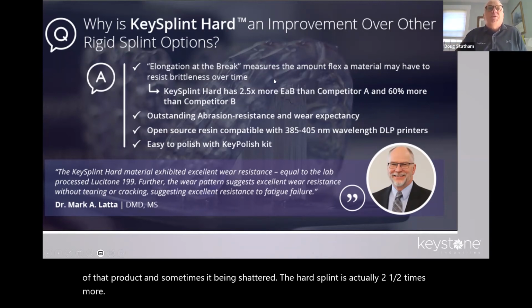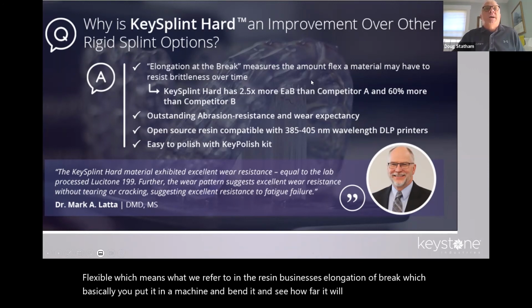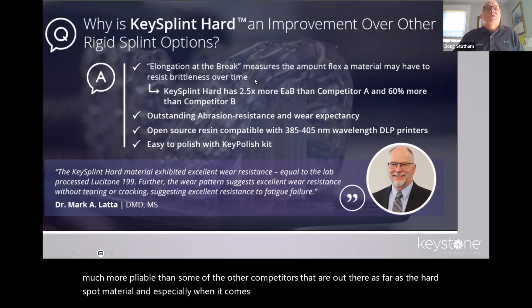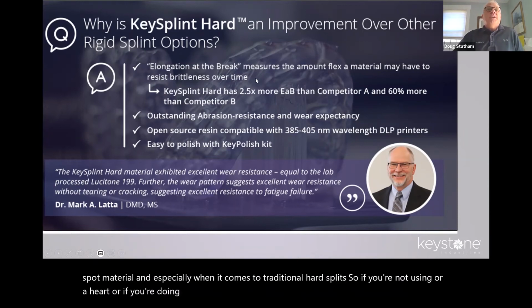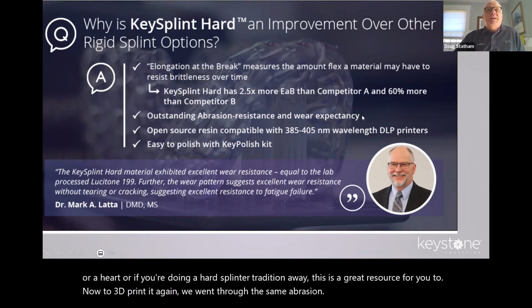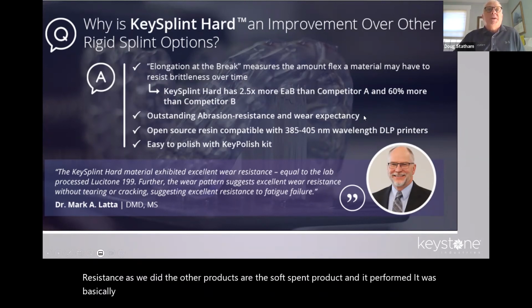The hard splint is actually 2.5 times more flexible, which means what we refer to in the resin business as elongation of break, which basically is you put it in a machine and bend it and see how far it'll go before it breaks. So it's much more pliable than some of the other competitors that are out there as far as a hard splint material, especially when it comes to traditional hard splints. So if you're doing a hard splint the traditional way, this is a great resource for you to now 3D print it. Again, we went through the same abrasion resistance testing as we did the soft splint product, and it performed. It was basically a mirror result to what we had with the soft splint.